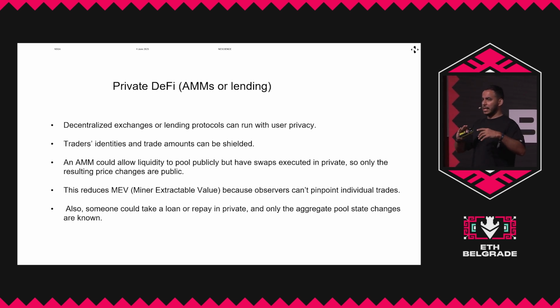If we use AMMs on top of Nescience, a user can perform these swaps in private, and the AMM contract can just accept these shielded or private swaps, where the proof is provided that every trade is obeying the rules. This way, we can reduce MEV because observers cannot pinpoint individual trades.